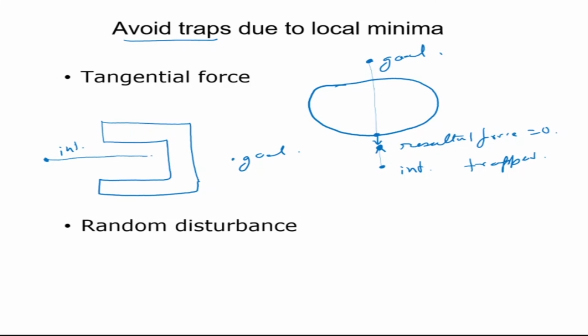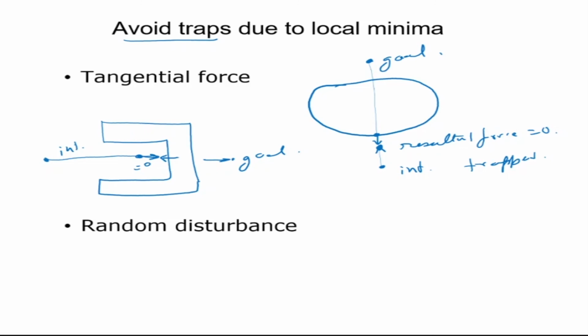The robot moves in a straight line, and at some location the attractive force which is pulling it and the repulsive force which is coming from here are going to become 0, and the net force is 0 now. Now the robot is caught there. Because the net force is 0, it doesn't move in any direction.